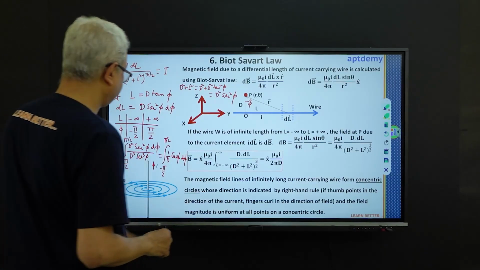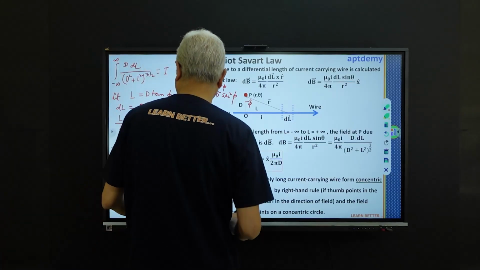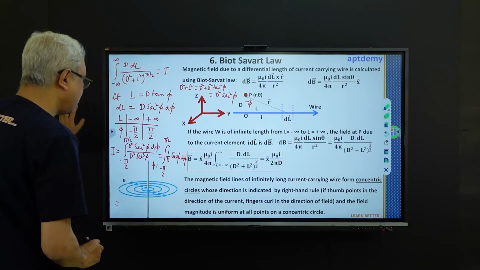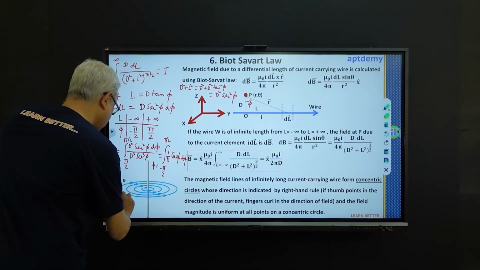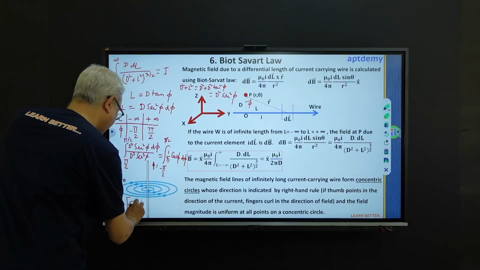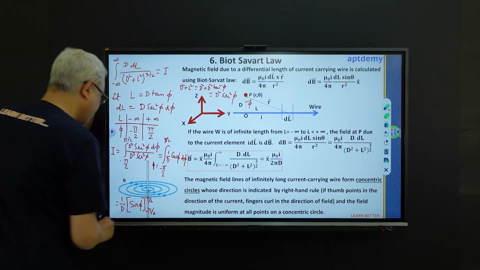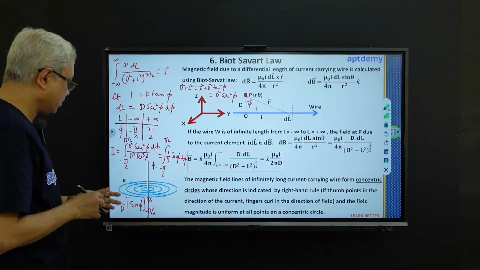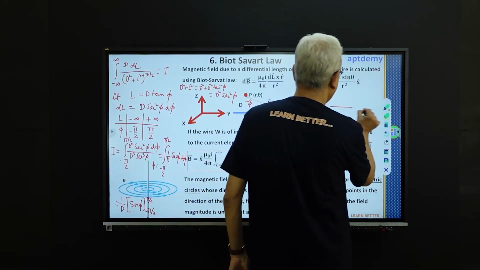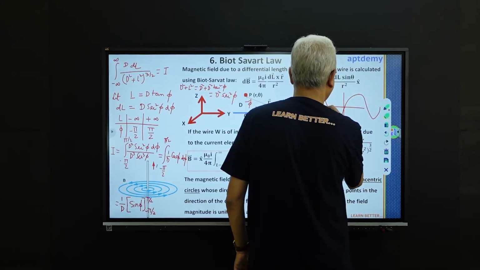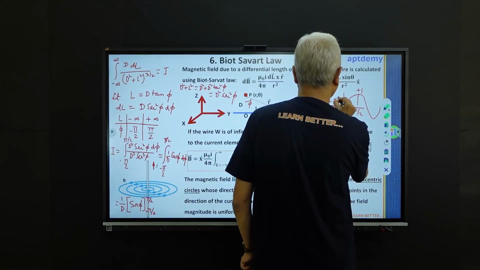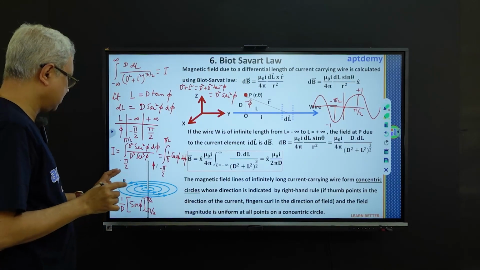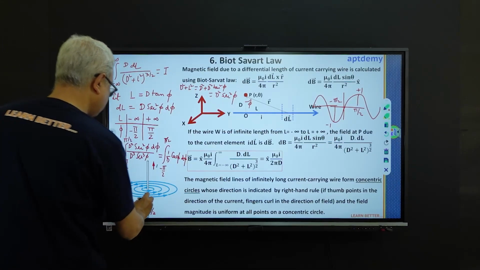So this integral is 1 by d, and cos phi, when integrated, gives sin phi, from negative pi by 2 to positive pi by 2. Sin pi by 2 is 1 and sin negative pi by 2 is negative 1. You recall the sin curve: this is 1 and this is negative 1, this is pi by 2 and this is negative pi by 2. So it is 1 minus negative 1, which is 2. So it becomes 2 by d.